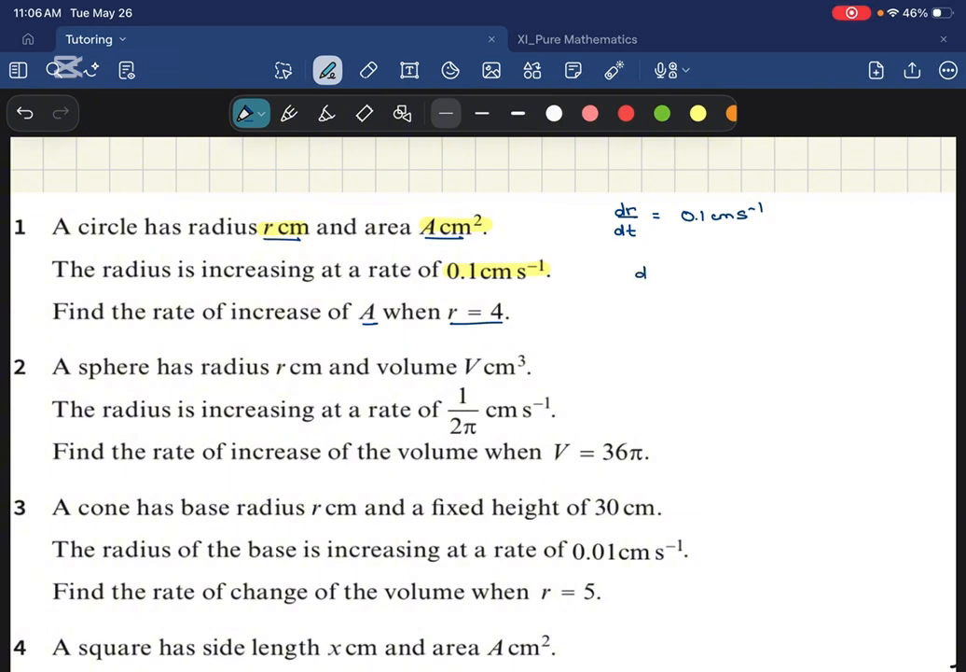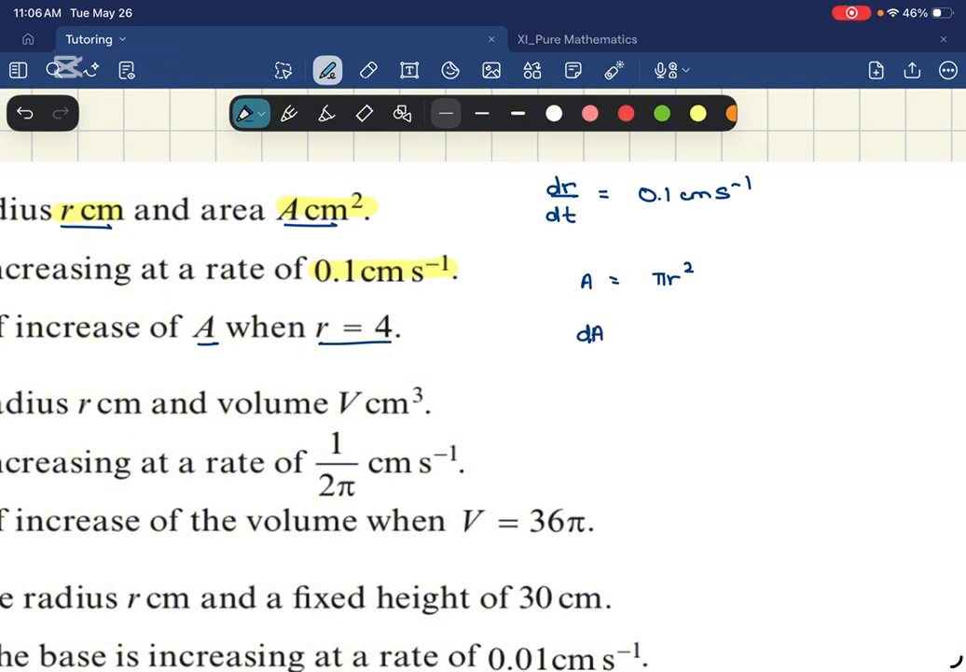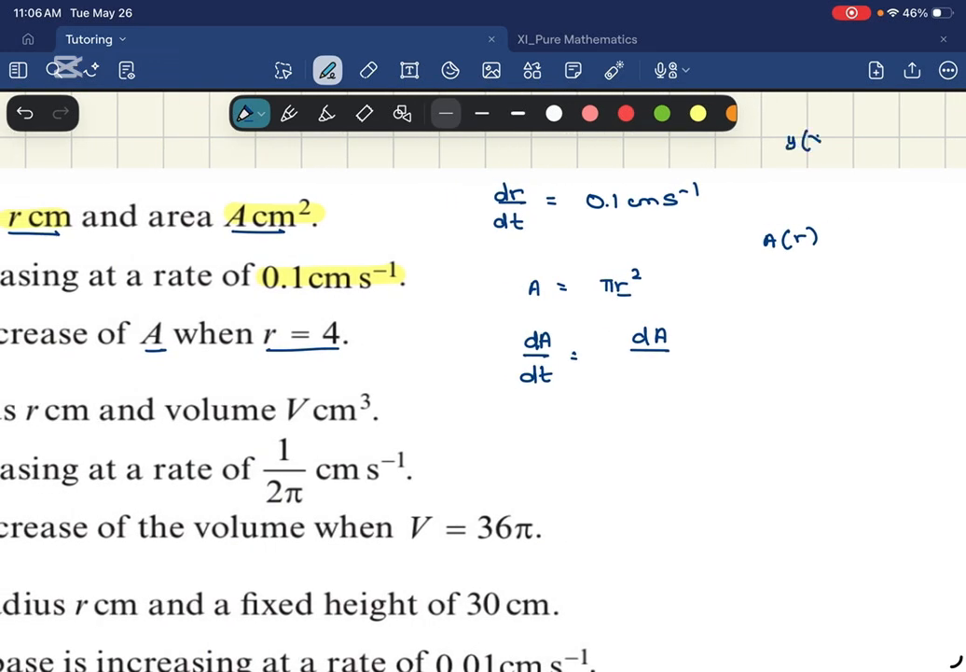Find the rate of increase of area A when r is equal to 4. So we want to find dA by dt, and we don't know what this is. We know the area of a circle is pi r squared, right? So what is dA by dt? Now we have A defined in terms of the radius. Previously, we had y defined in terms of x, right?